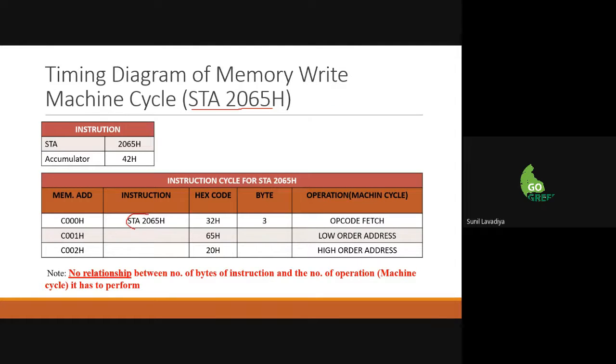In the first line, what happened? It works as the opcode fetch part. It understands the instruction part. Now what is the next part? Address. 65 is the lower order address, and 20 is the higher order address. Understood? Yes, sir.